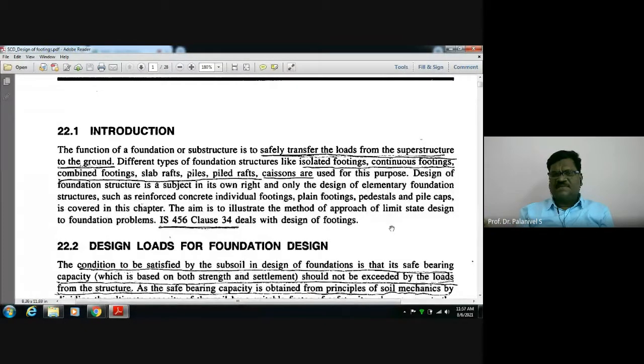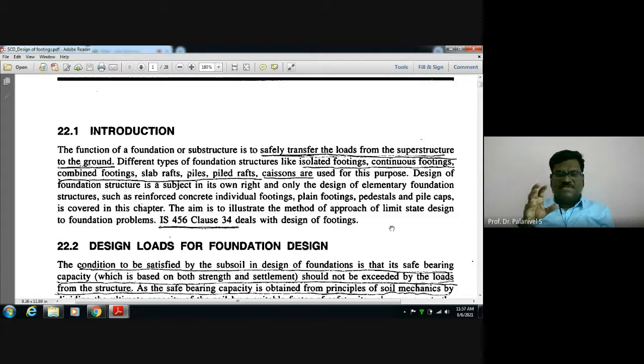Different types of foundations are available: isolated footings, continuous footings like strip foundation for a wall, combined footing, slab or raft footing, piles, pile groups, piled raft footing, and then caisson foundations. Likewise, there are so many types of foundation you have studied already. Design of foundation structures is a subject in itself.